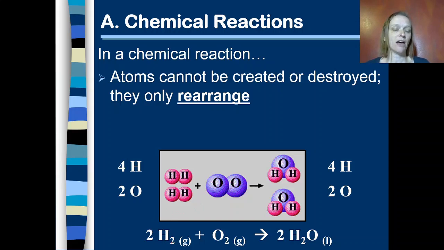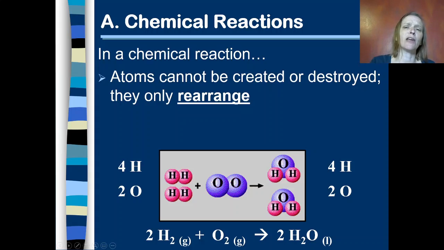In the beginning, the hydrogens are bonded to each other in hydrogen molecules. The oxygens are bonded to each other in oxygen molecules. And then we break the bond holding the oxygen molecule together to separate the oxygens, we break the bonds holding the hydrogens together to separate the hydrogen atoms, and then rearrange the atoms into new molecules.